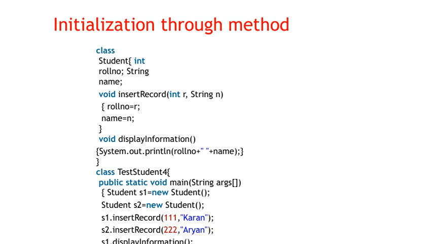Finally, by calling display information on both objects, we can see their details printed out. This example highlights how methods like insert record serve as a convenient way to initialize object data after creation, giving us flexibility and clarity in our code. It also demonstrates the importance of encapsulating data manipulation within methods, which is a core principle in object-oriented programming.